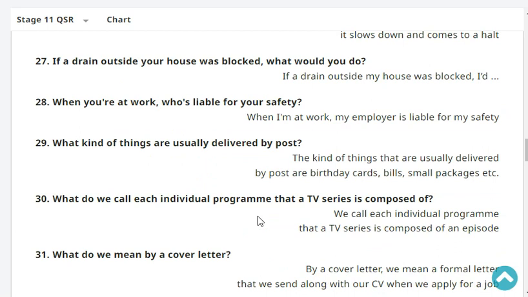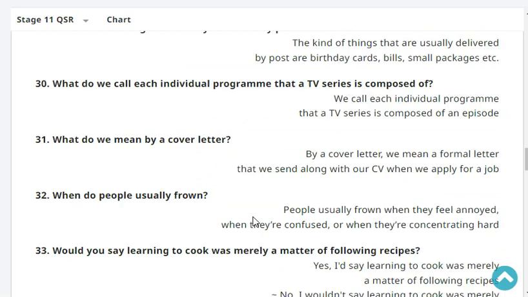What kind of things are usually delivered by post? The kind of things that are usually delivered by post are birthday cards, bills, small packages, etc. Very good.